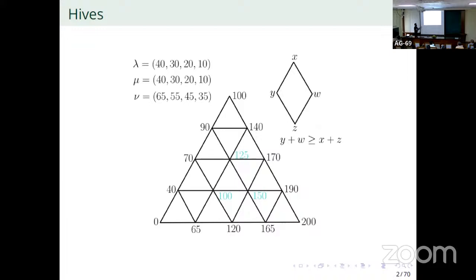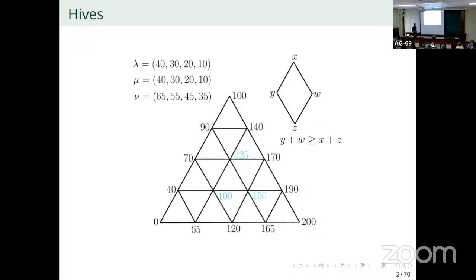In practice, the concavity is implied by certain rhombus inequalities, which means that for every unit rhombus like this, the sum of the entries on this shorter side has to be greater or equal to the sum of the entries on this longer side. So, in the context of piecewise linear extensions of such triangulated large triangles, concavity is equivalent to all these rhombus inequalities being satisfied. So, are there any questions so far?